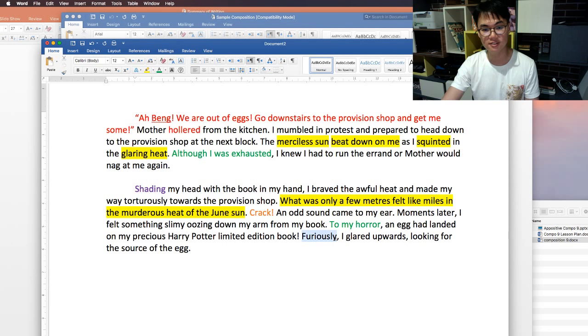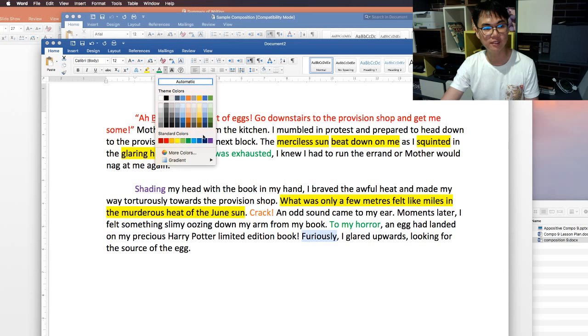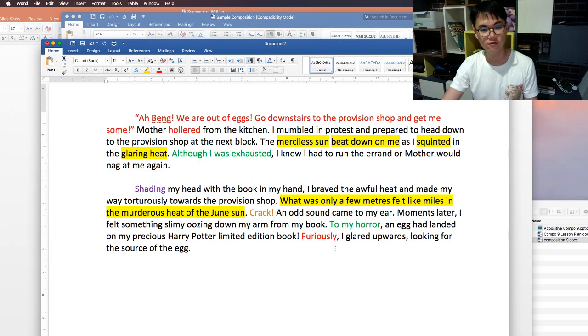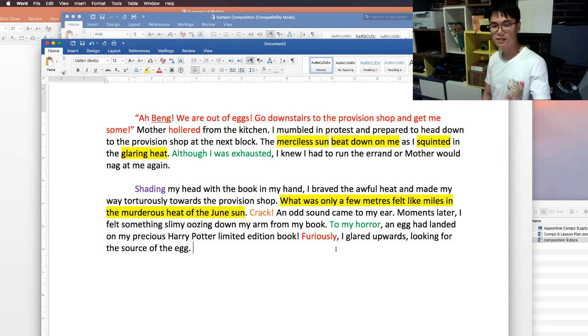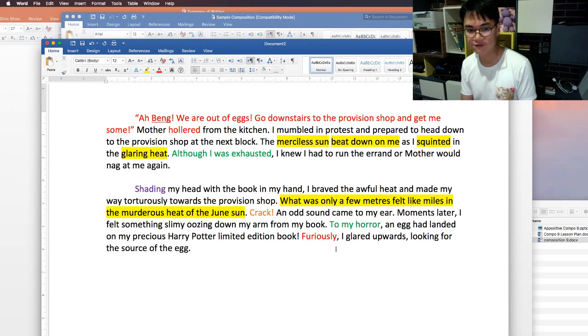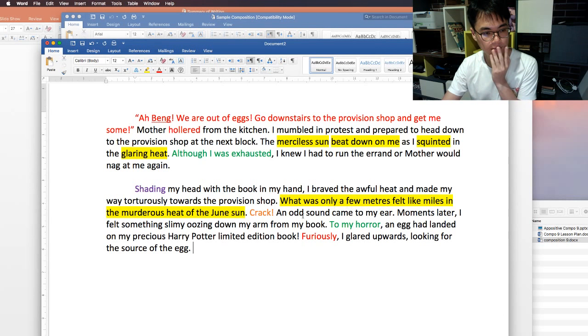Furiously, right? Did you see this is an adverb? Can you all see this is an adverb? Okay, furiously. I glared upwards, looking for the source of the egg. Right? So again, if you look at the second paragraph, okay, show not tell. Something slimy oozing down my arm, perhaps that could be show not tell, yes.